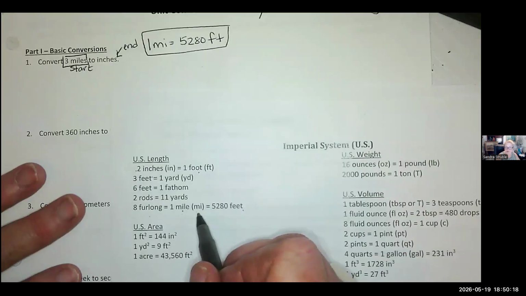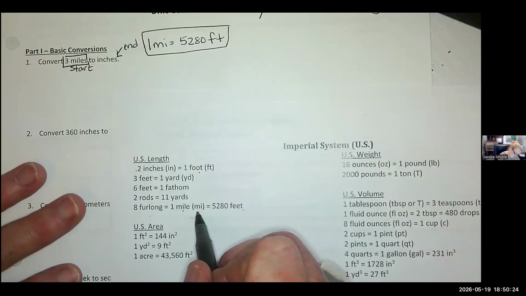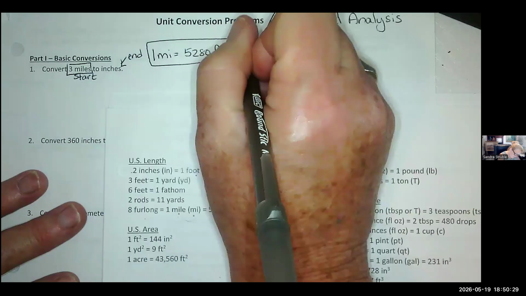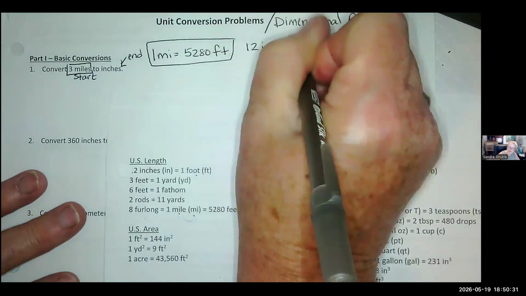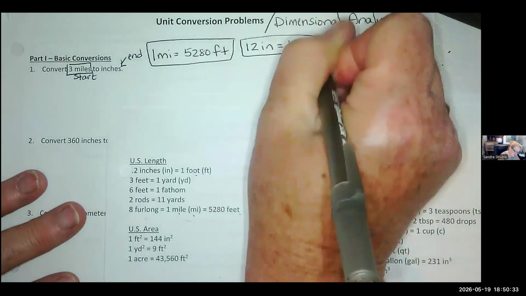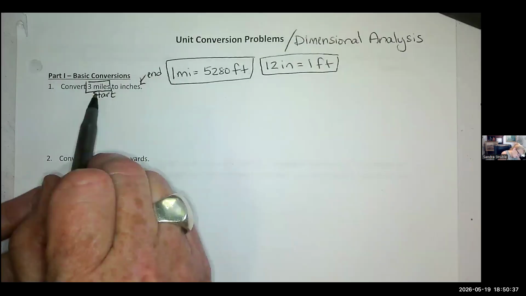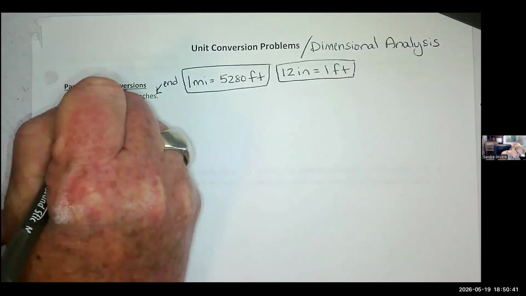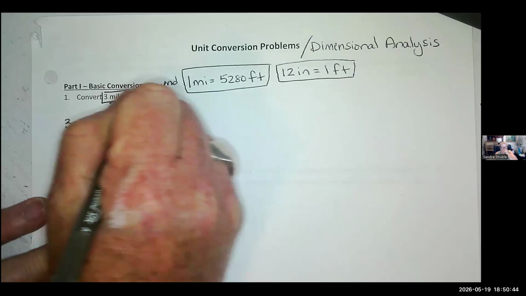Abbreviation. There we go. The appropriate abbreviation. So MI is for miles, and M is for meters. Be careful with that. So let's see, 12 inches is equal to 1 foot. I'm going to use these two conversions to get from miles to inches. You start with what you're given, 3 miles. We're going to do a couple conversions. All right.